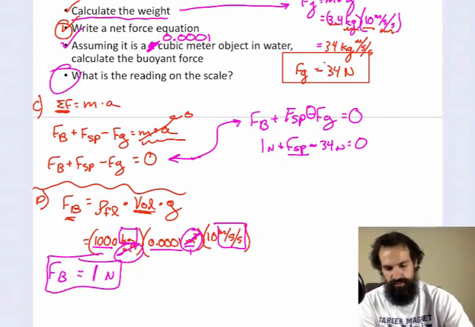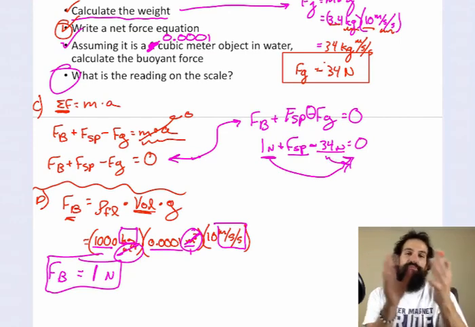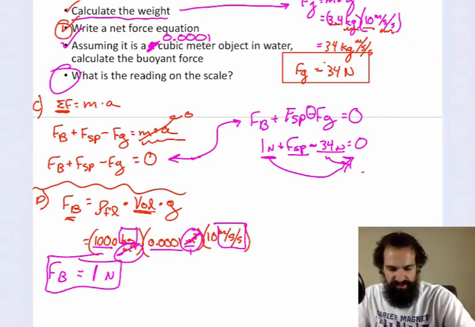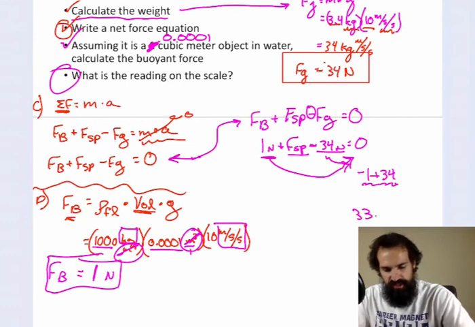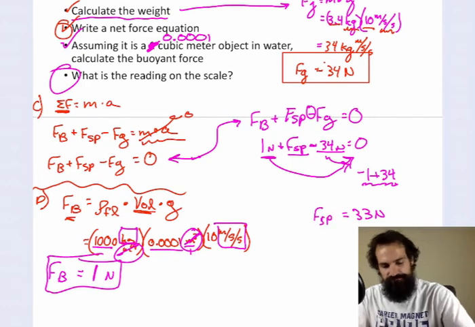And we're going to bring these to the right side of the equation, or you can combine them first and then bring them over. But we're basically going to subtract 1 from both sides and add 34 to both sides, and that should be 33 newtons for your spring force.